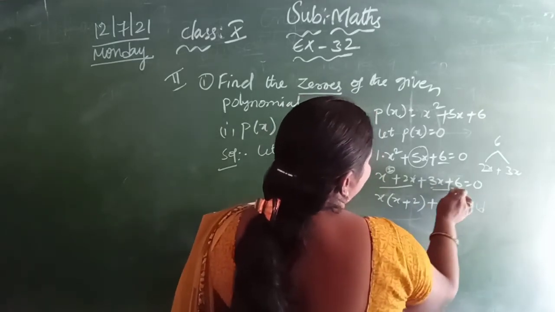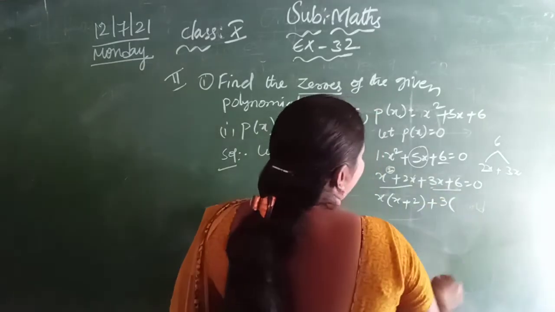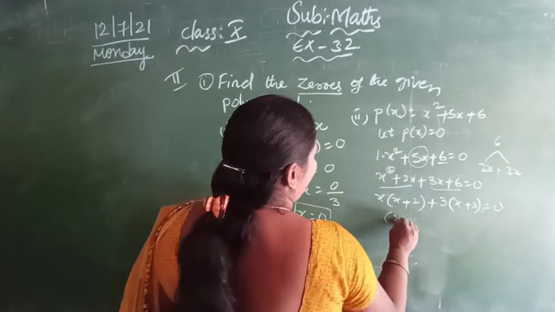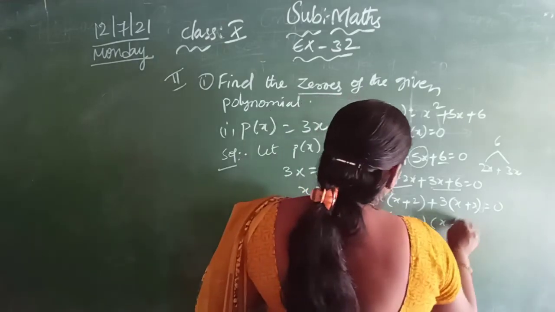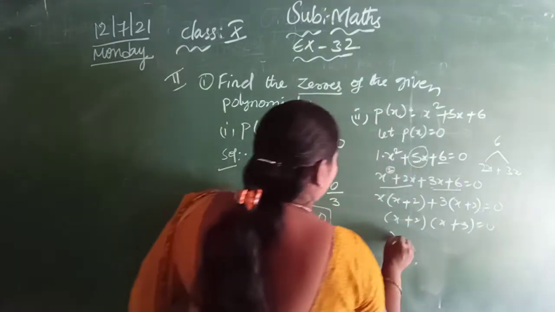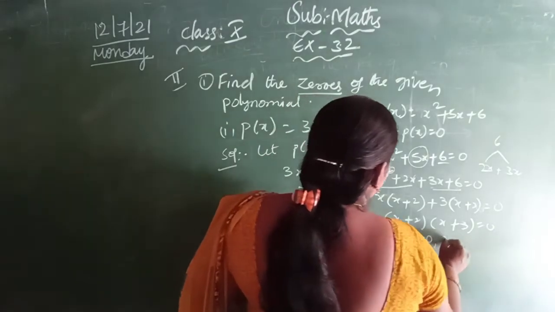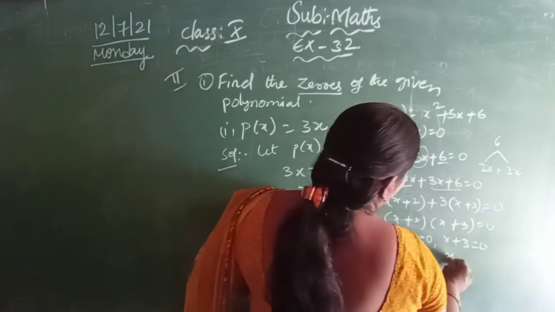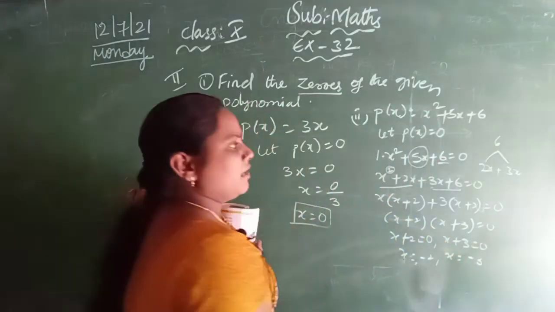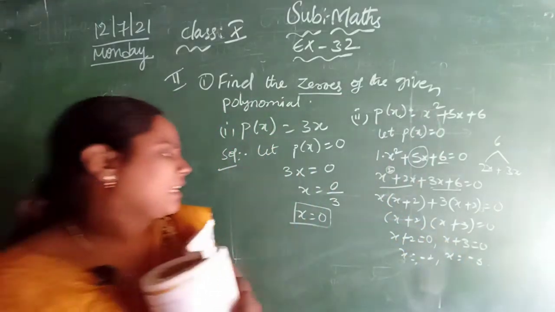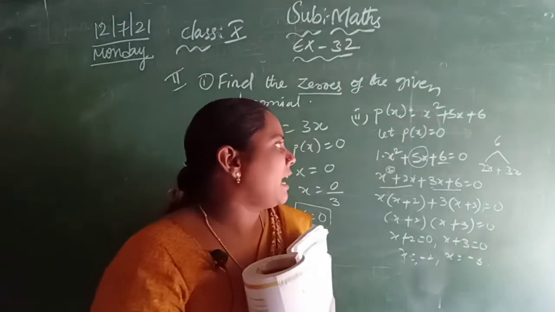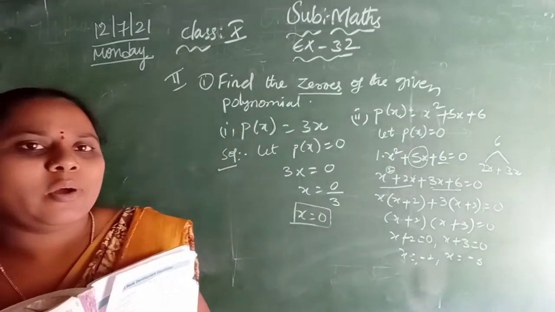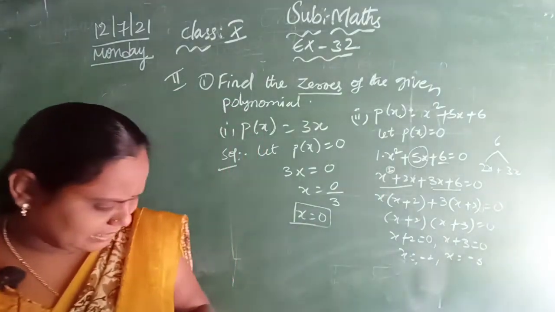In the next two terms, 3x and 6 are multiples of 3, so taking 3 common, we get x plus 2. So x plus 2 is common, leaving x plus 3. Once x plus 2 is equal to 0 and x plus 3 is equal to 0, x equals minus 2 and x equals minus 3. So we can conclude that minus 2 and minus 3 are the zeros of the given polynomial P of x equal to x square plus 5x plus 6.